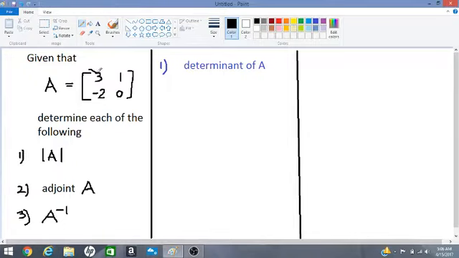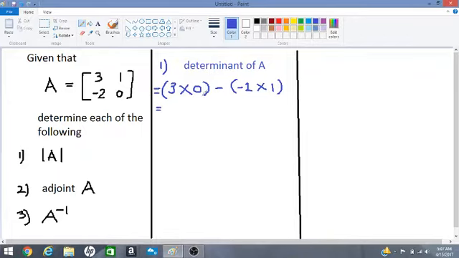We are multiplying this way. We are multiplying along this line. So we will have 3 multiplied by 0. Okay, then we are going to subtract. Multiply along this line. So we have negative 2 times positive 1. Alright, so we work this out.